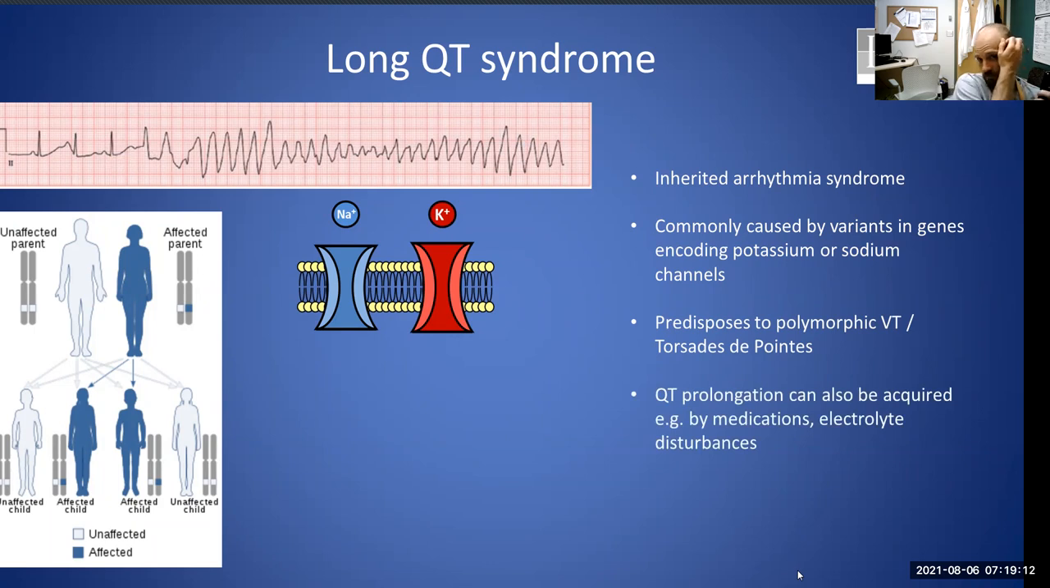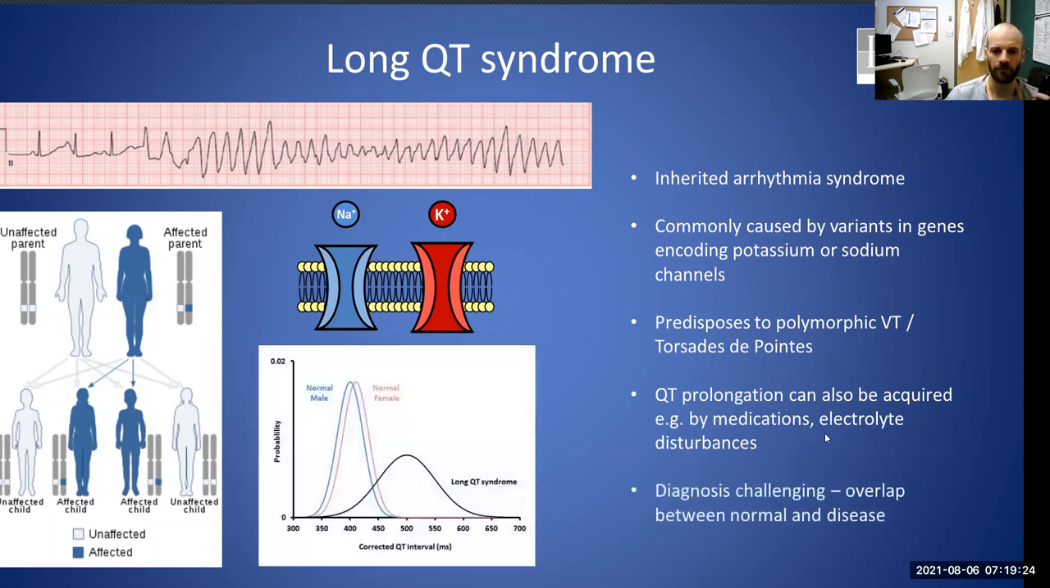As well as inherited long QT syndrome, it can also be acquired by other things. So for example, some sorts of drugs tend to prolong your QT intervals. If your electrolytes are off, so if you've got very low potassium levels, then that can cause it as well.